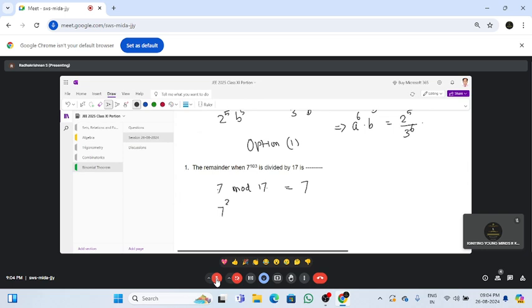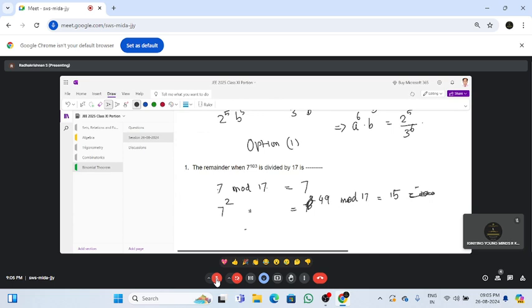Now 7 square. What is 7 square? 49, right? When divided by 17, it is 2 17s or 34. Remaining is 15. But this 15, we can write as a smaller number. We can always add or subtract any number of 17s in the mod, so plus 17 or minus 17 we can do. So here we can put 15 minus 17. What is 15 minus 17? This is minus 2, right?